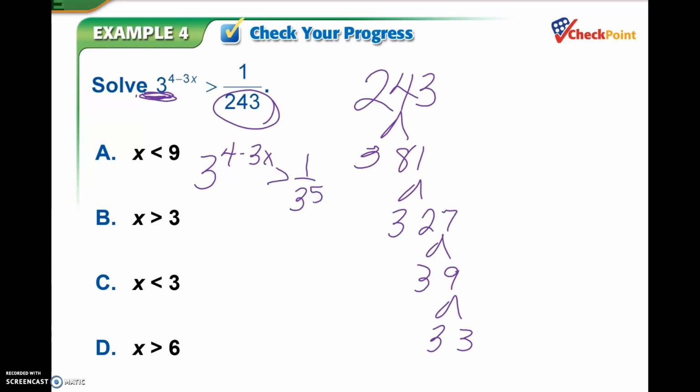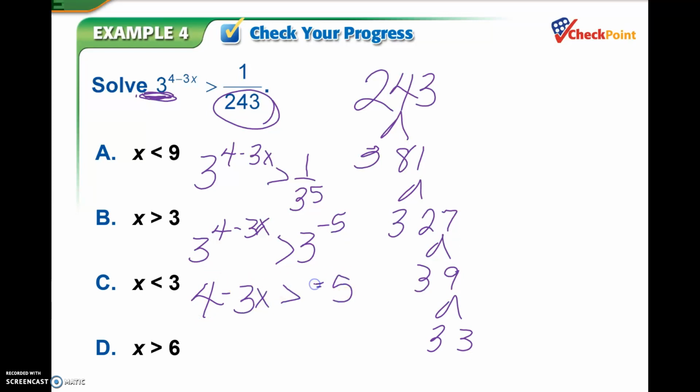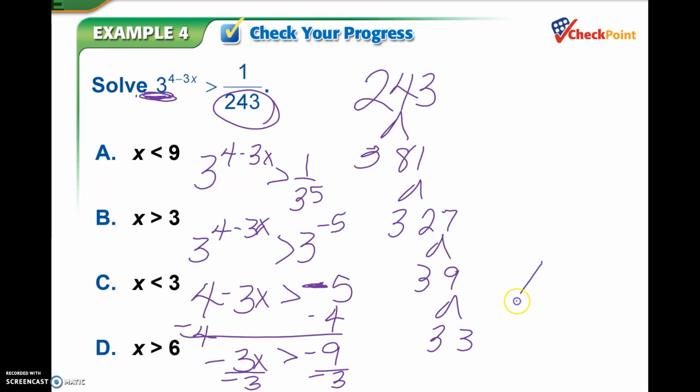Still not the same, so I move that 3 to the 5th up by changing the exponent to a negative. Now bases are the same, so 4 minus 3x is greater than negative 5. Subtract 4. Negative 3x is greater than negative 9, and then divide by negative 3. X is less than 3.